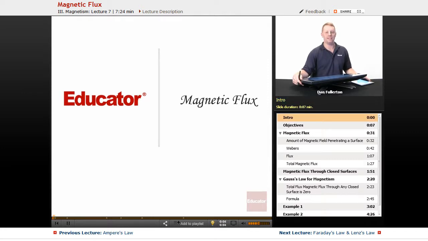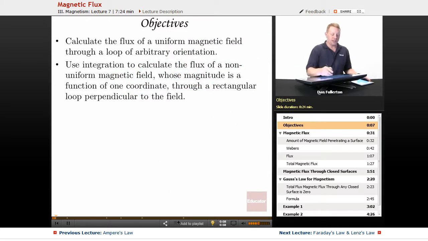I'm Dan Fullerton and in this lesson we're going to talk about magnetic flux. Our objectives include calculating the flux of a uniform magnetic field through a loop of arbitrary orientation and using integration to calculate the flux of a non-uniform magnetic field whose magnitude is a function of one coordinate through a rectangular loop perpendicular to the field. Sounds complicated when you see the setup, and the example problem will be nice and straightforward.